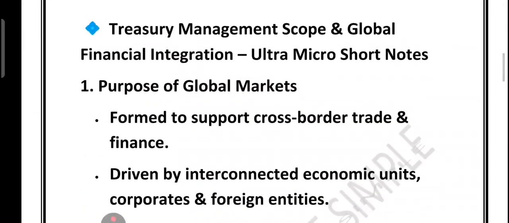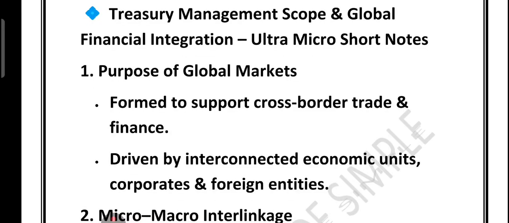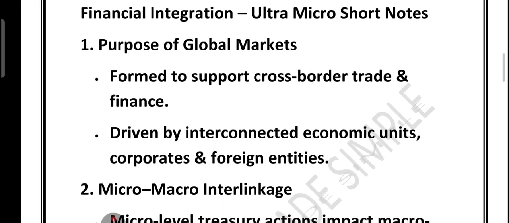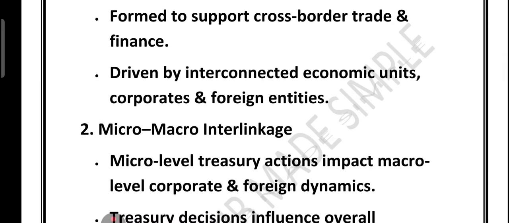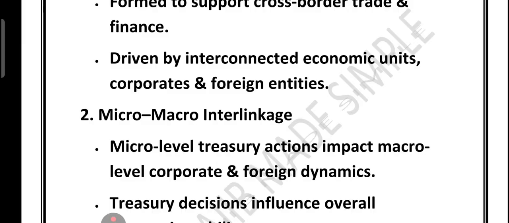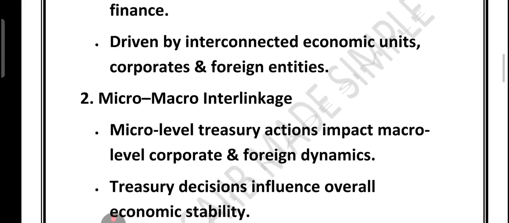Now let's talk about the treasury management scope and goal for global financial integration. So let's understand the scope of it. Global financial markets were created to support international trade and finance. That is why global financial markets were created to support what? International trade and finance. In today's world, economies and corporates are quite interconnected, right? So funds move freely across borders for business, investment, and trade. These markets help countries and companies borrow, invest, and manage risk globally. So that is the purpose of the global markets.